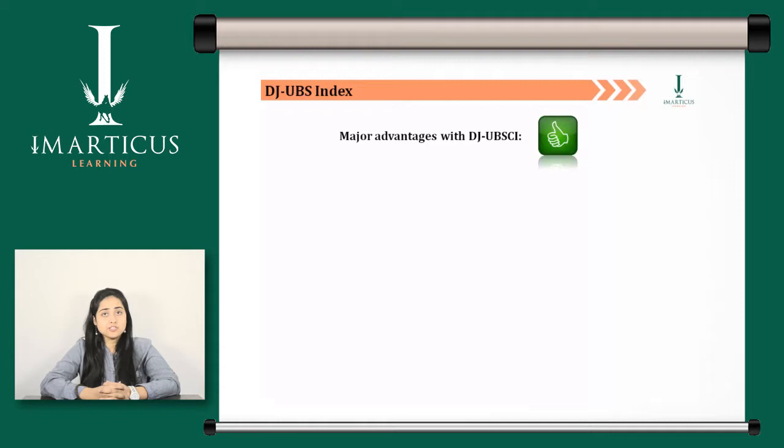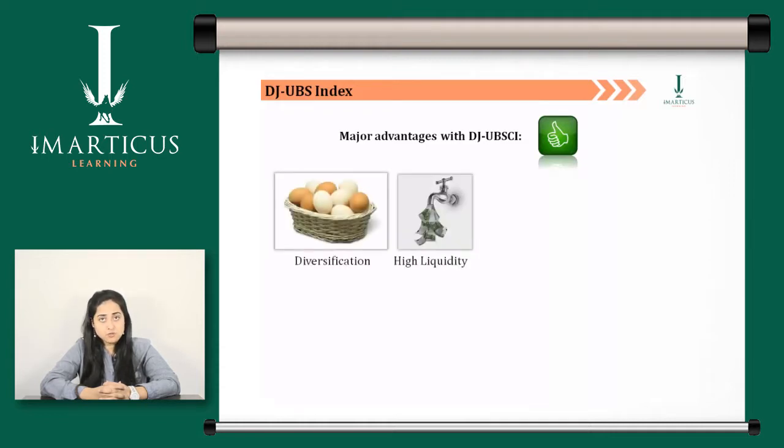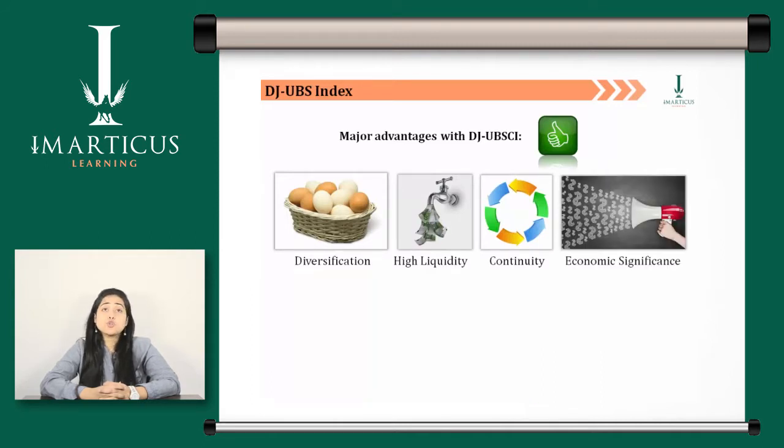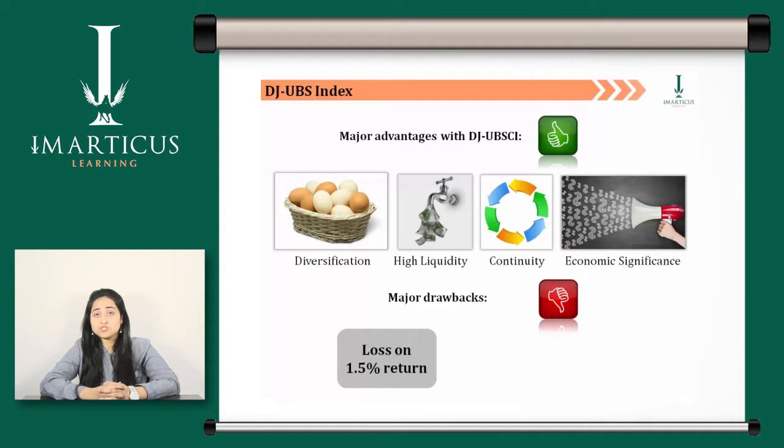The main advantages of the DJUBS commodity index are diversification, high liquidity, continuity, economic significance, and weighting restrictions on individual commodities and commodity groups that promote diversification. On the other hand, the major drawback is that the index is rebalanced annually, losing about 1.5% return compared to monthly rebalancing.